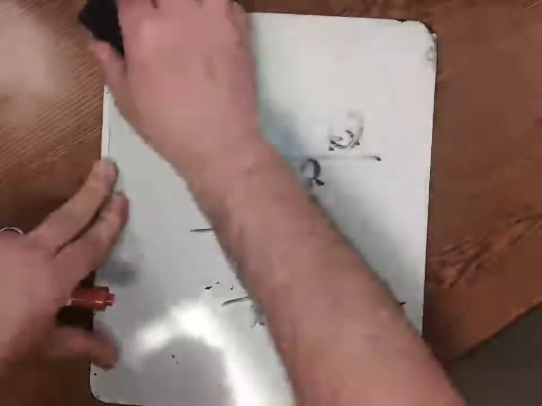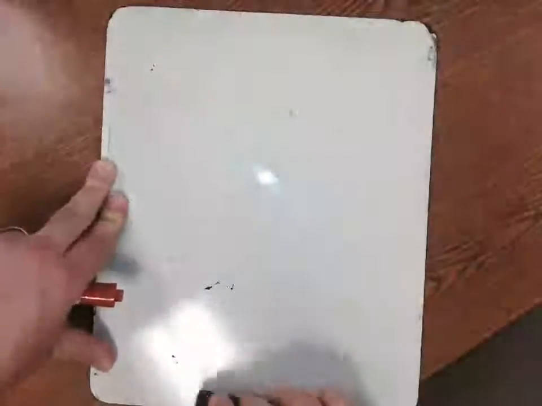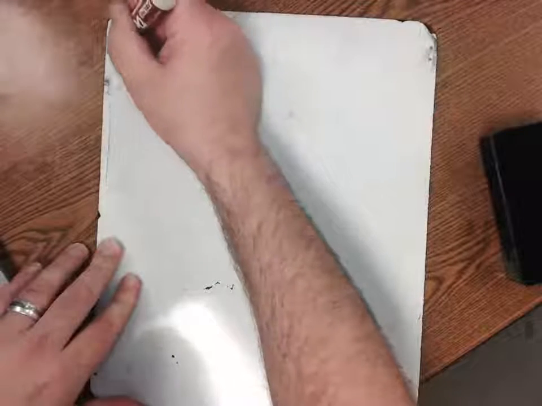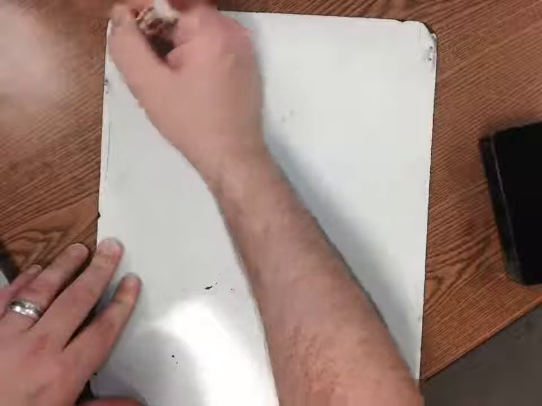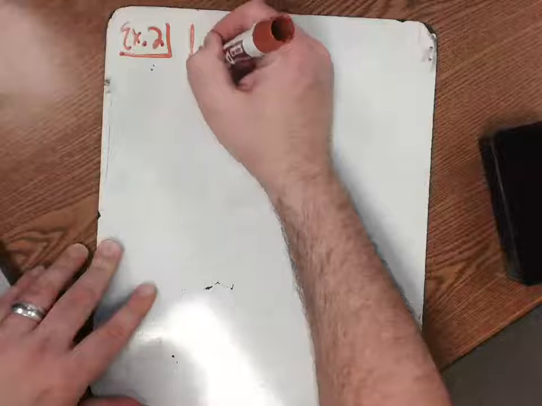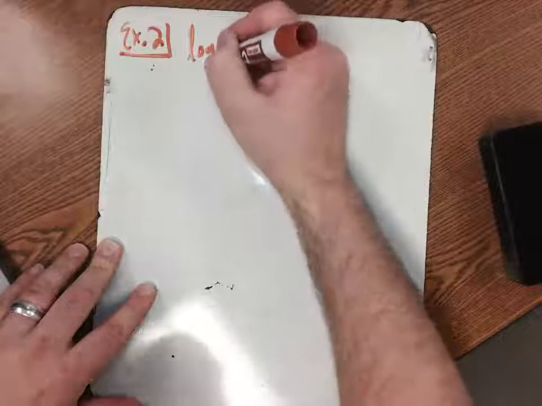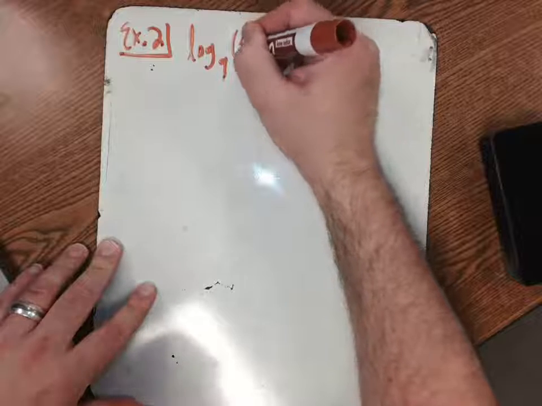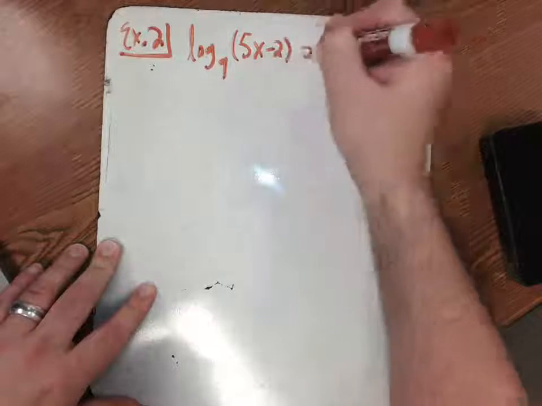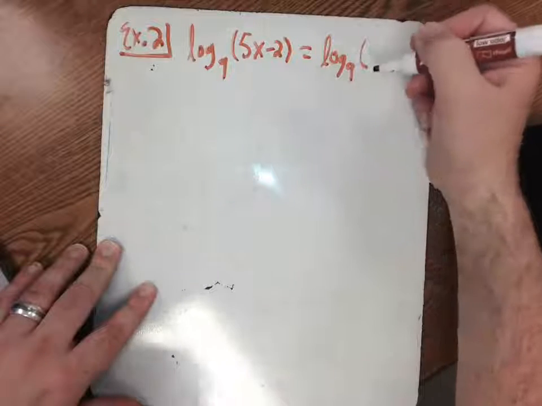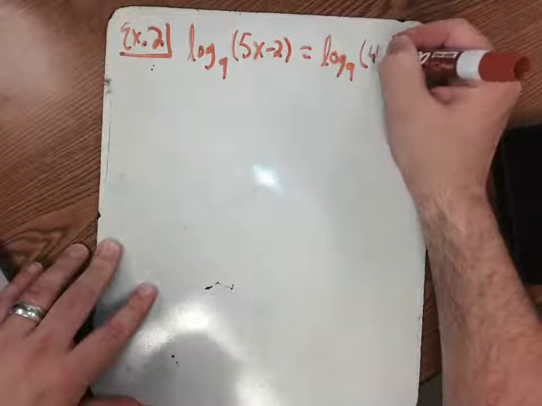So that's example 1. And I've explained some stuff, so I'm going to go a little bit faster with this next example, just because I don't want this video to be forever. And yes, I did just change the color because this is a better marker than that previous one. So we've got the log base 9 of 5x minus 2, and that equals the log base 9 of 4x plus 5.